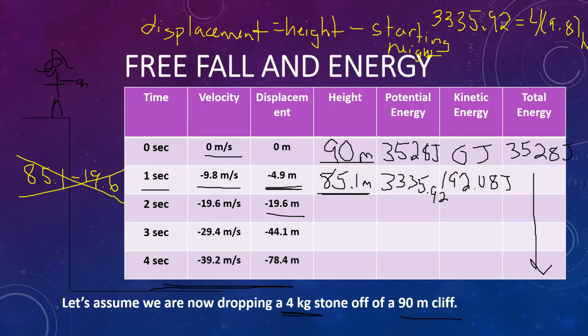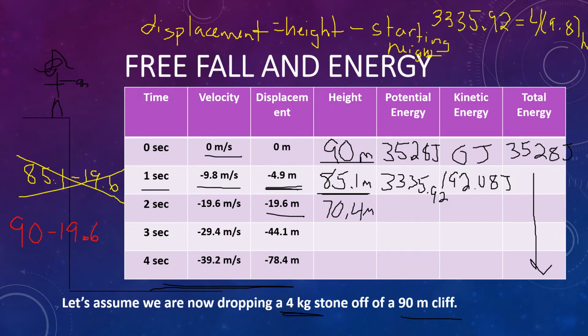Because displacement is always relative to the starting height or the starting position. So you can't do 85 minus 19.6, but you could do 90 minus 19.6 because displacement is relative to the starting height. You did not start at 85.1, you started at 90. So if I do 90 minus 19.6, I get 70.4.